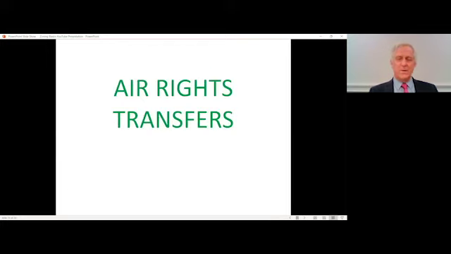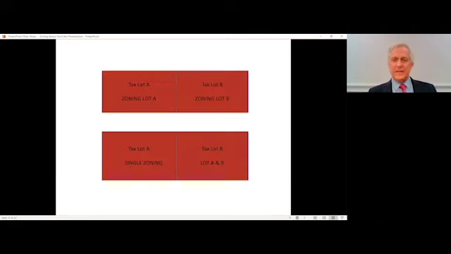And now I want to go on to the air rights transfers. How does that work? How do properties transfer development rights between two different properties? And so it's going to be based on this sample here. I show you an example here.